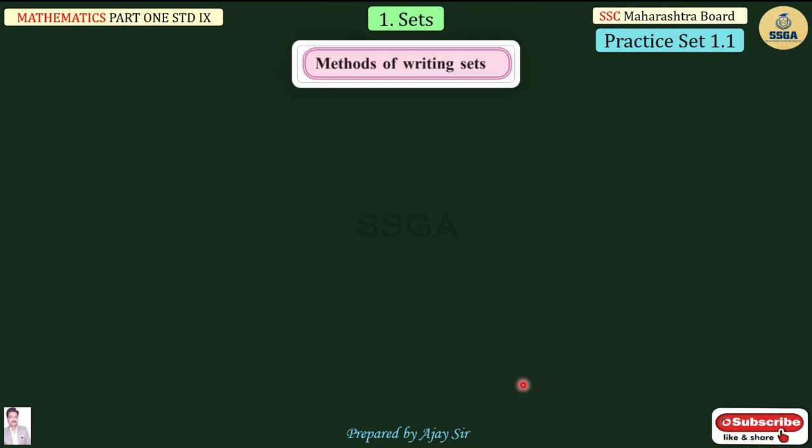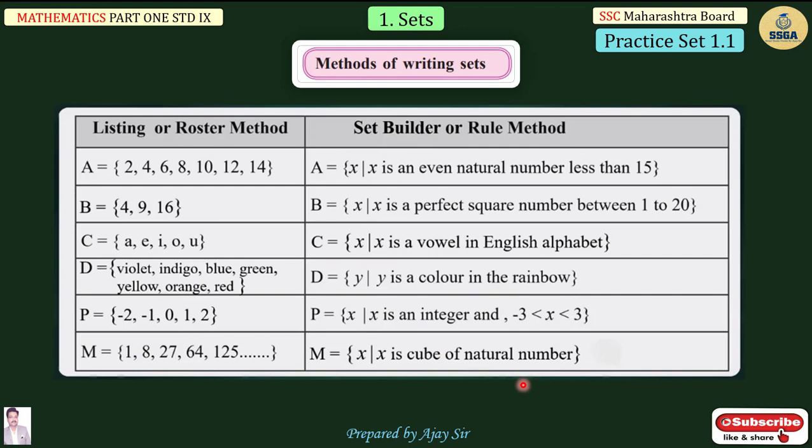Methods of writing a set: which are the methods? Just now we discussed the listing method and the rule method. Let us discuss some examples. The listing method is also called the roster method, and the other method is set builder or rule method. Suppose the set A is a set of all these elements: 2, 4, 6, 8, 10, 12 and 14.